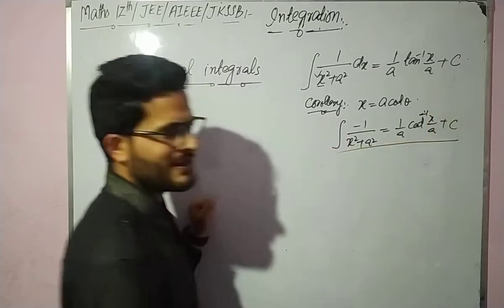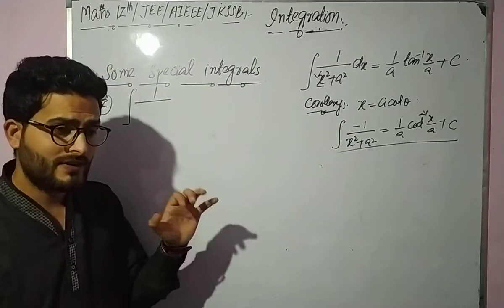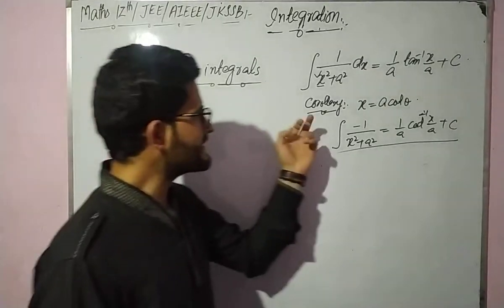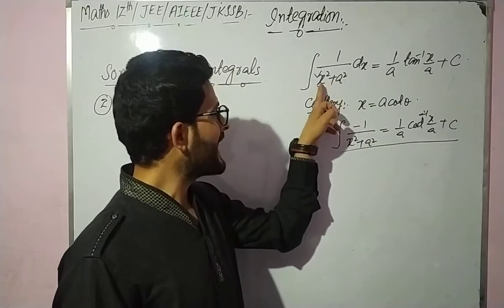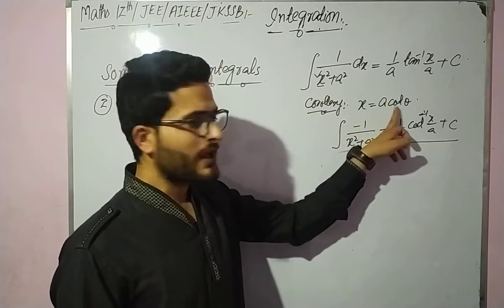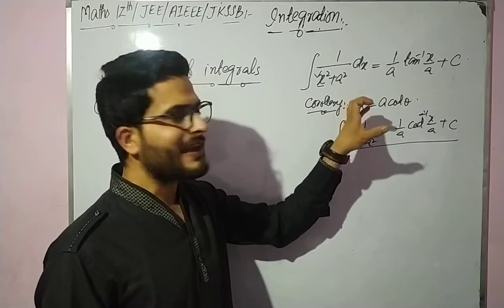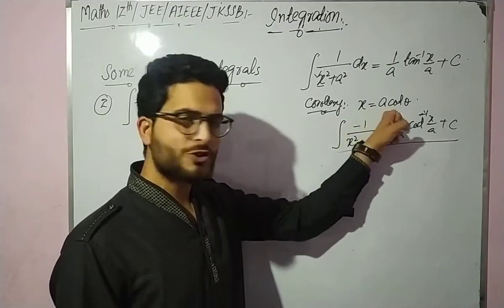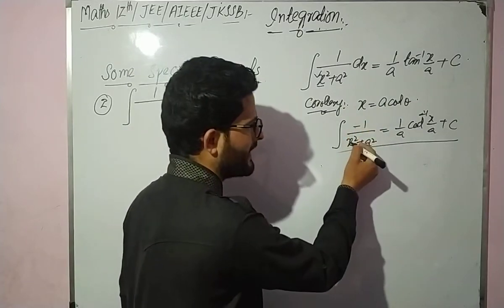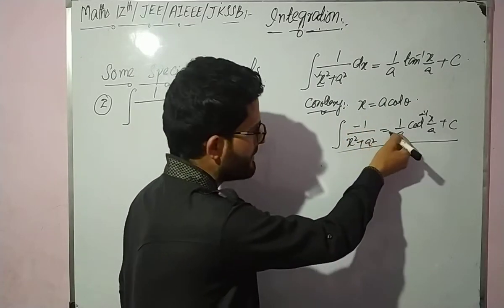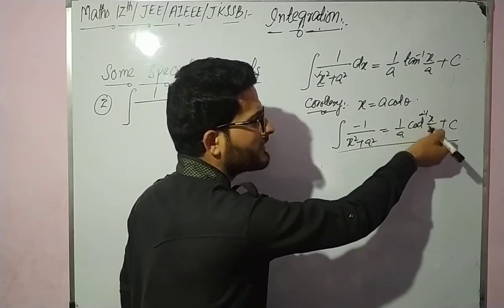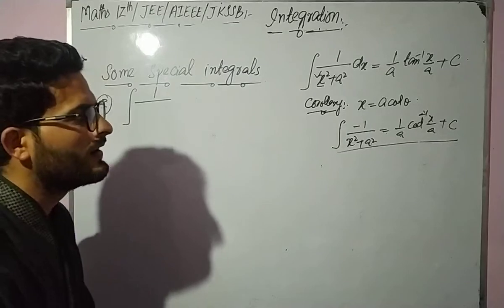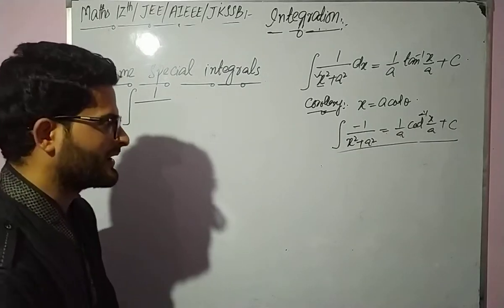So another special integral that we can derive from the first result that we have proved earlier is the corollary. If we put x is equal to a cot theta, obviously we will get another standard integral. You can have a try. We can get another special integral, and that is -1 divided by x square plus a square must be equal to 1 by a cot inverse of x by a plus c. You can have a try and get the result of this special integral.